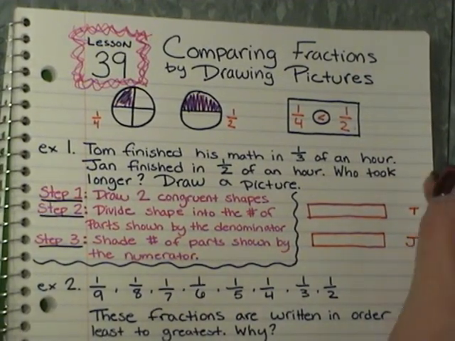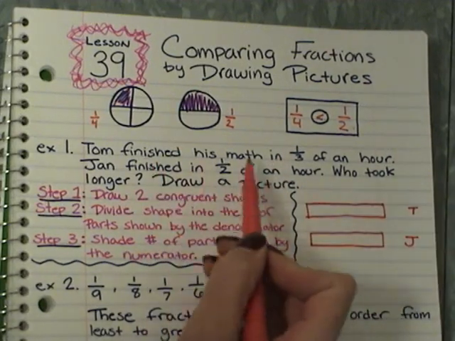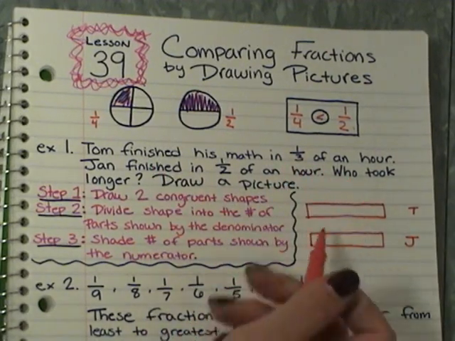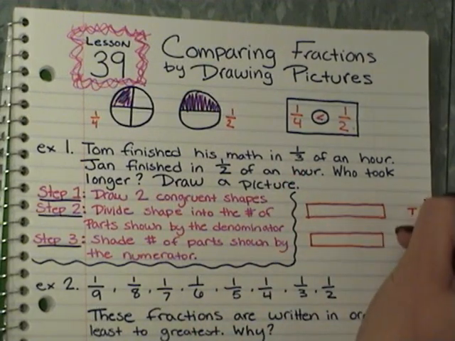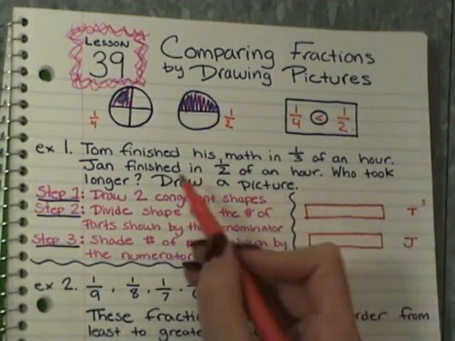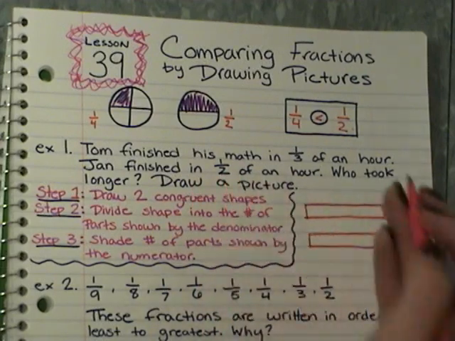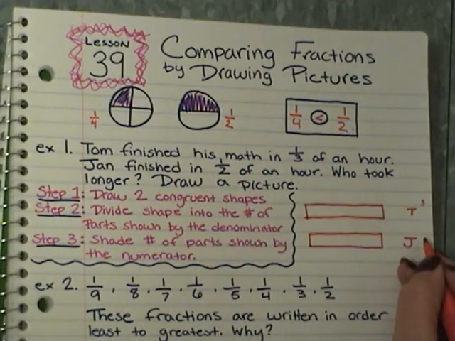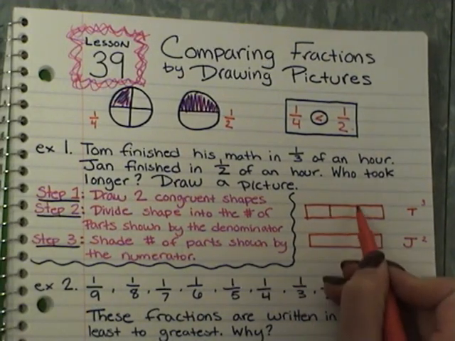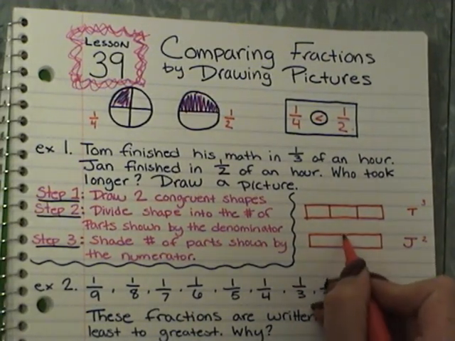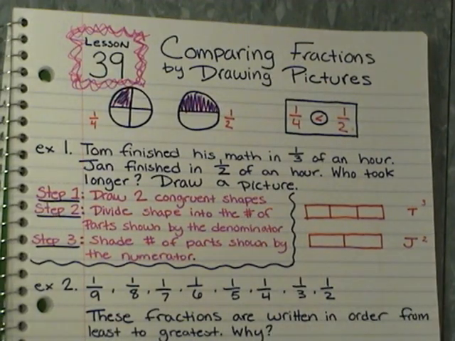J. Now Tom finished his math in 1/3 of an hour. So looking at that fraction, I need to break this up into 3 pieces. I'm just going to put my 3 over there. Jan finished in 1/2 of an hour. So that 2, that denominator, means I need to break it into 2 pieces. So I'm going to try my best. And this is 1/2.